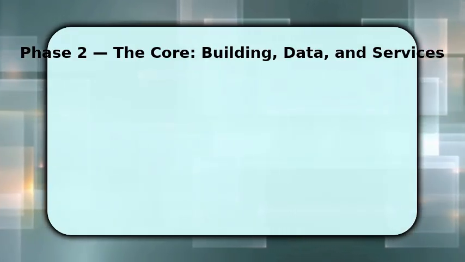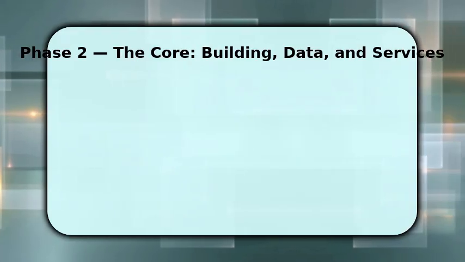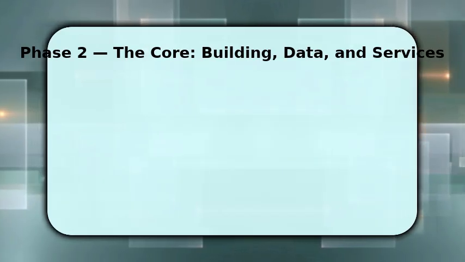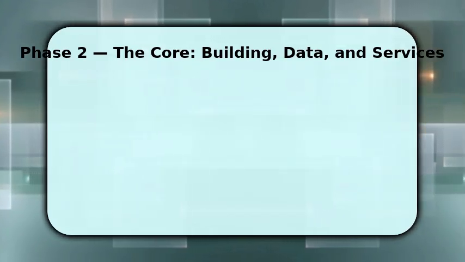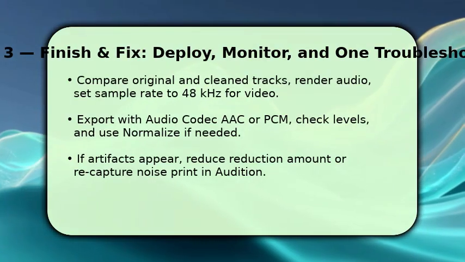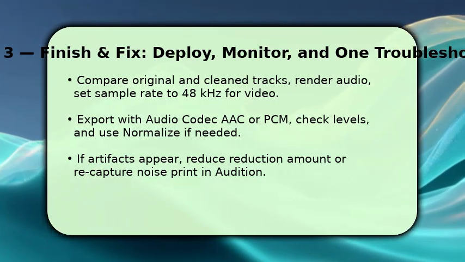Also add a high-pass filter around 80 to 120 Hz to remove rumble, and use subtle multi-band compression for level consistency. Make sure to preview in context, then apply changes. Finish by A/B comparing the processed audio to the original. Solo and toggle the clean clip so you can hear differences.